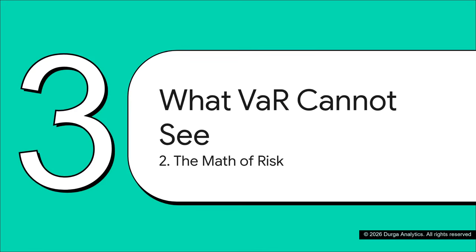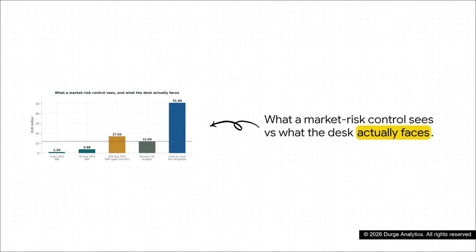Moving on to Part 2, what VAR cannot see. Let's see how this builds into the mathematics of risk. What actually happens when we apply a standard trading control, like value at risk, to a compliance book? Now, what's really interesting about this is the massive disconnect it reveals. A standard one-day 95% VAR on our 750,000 EUA reference position reports a risk of 1.26 million euros. That looks comfortable, right? It's just about 10.5% of the annual risk budget.